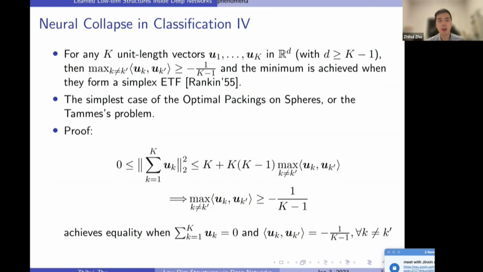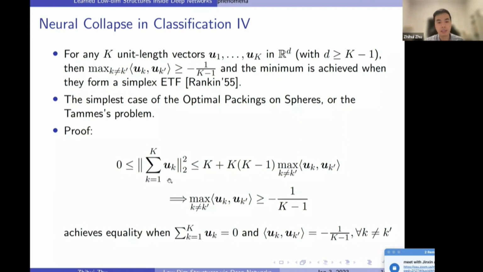This problem is also known as optimal packings on spheres, or the Tammes problem, which basically you can think of as wanting to uniformly put k points on the sphere. And here, because we assume the dimensionality d is large enough, this corresponds to the simplest case of these problems, for which we have closed form solutions. Well, to show that result, we can simply use the following argument.